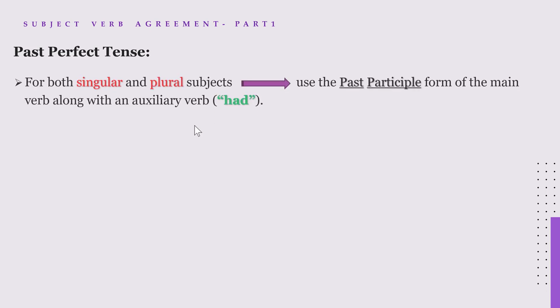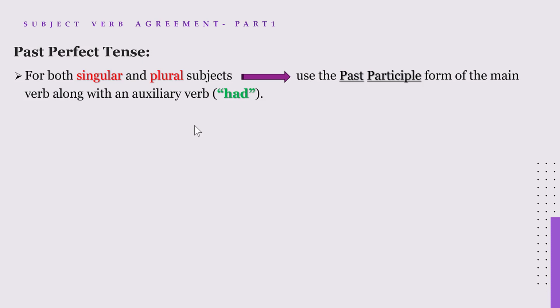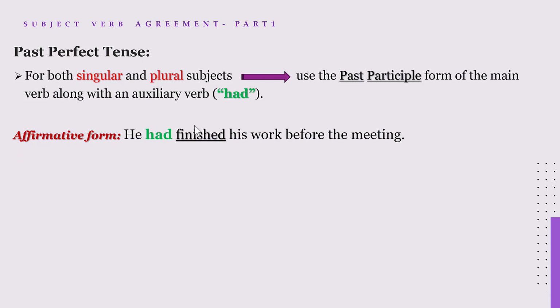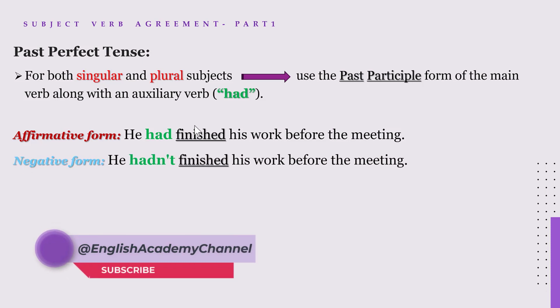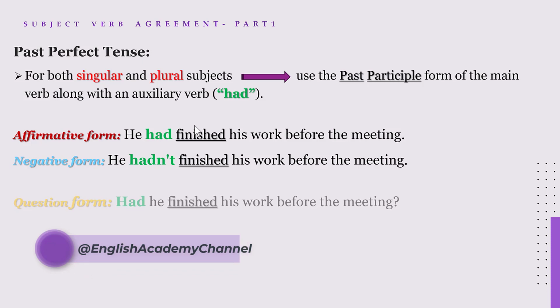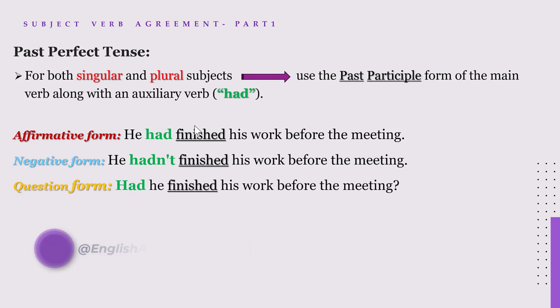In the past perfect tense, for both singular and plural subjects, use the past participle form of the main verb along with an auxiliary verb had. He had finished his work before the meeting. He hadn't finished his work before the meeting. Had he finished his work before the meeting?